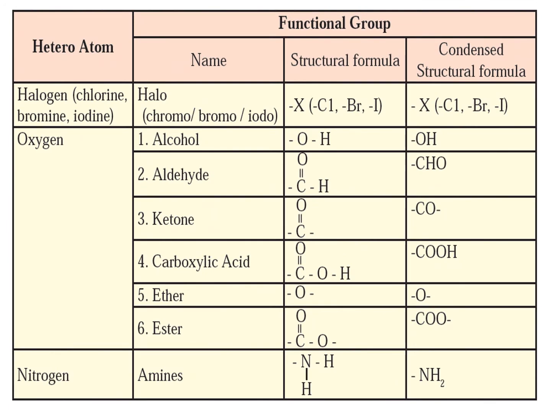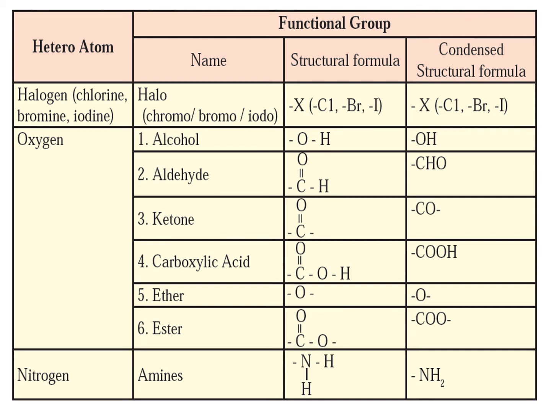Let's see the functional groups. The first one is halogen. Among halogens, we have chlorine, bromine, and iodine. The name is given as halo, and it's called chloro, bromo, iodo. Generally, it is expressed as X. In X, you can substitute Cl, Br, and I. The condensed form is the shorter version. It is the same thing.